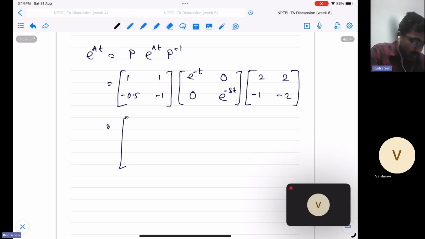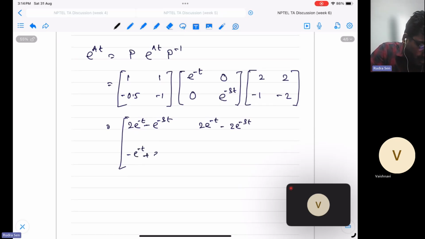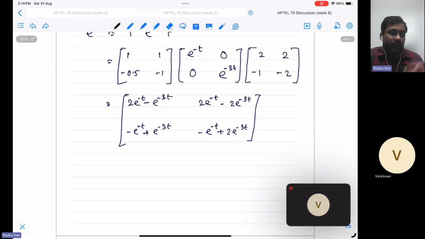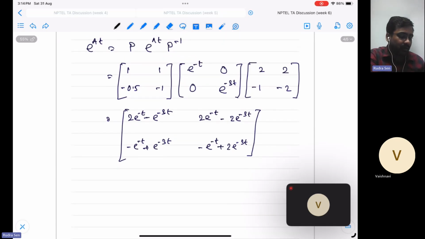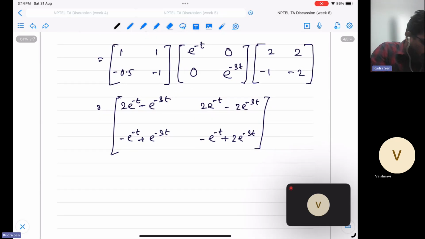If we multiply these three things, we get 2 e to the power minus t minus e to the power minus 3t, 2 e to the power minus t minus 2 e to the power minus 3t, minus e to the power minus t plus e to the power minus 3t, and minus e to the power minus t plus 2 e to the power minus 3t. So the first question that you asked, to find the state transition matrix, is answered. This is basically your state transition matrix.